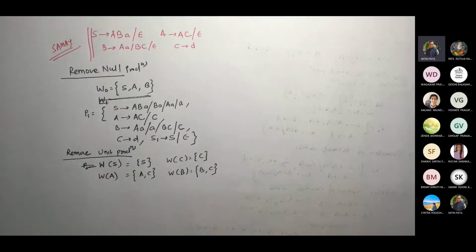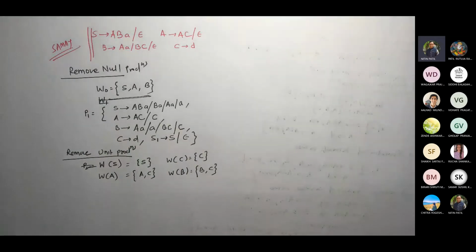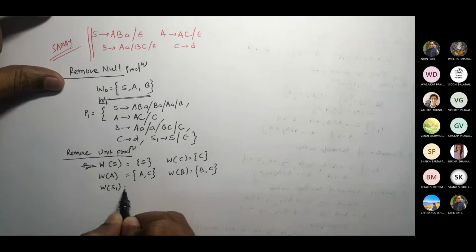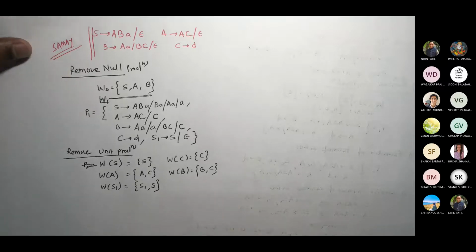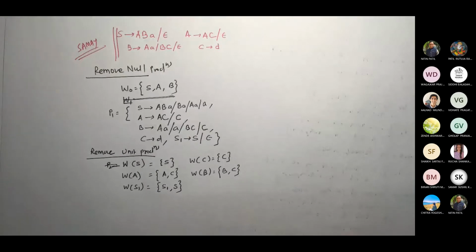Is it BC? Yes, sir. C, B, A and also A. A will not be there, sir. Yes. Okay, so you got all now, W of S1. What is W of S1? S1 and S, correct? Fine. Okay.